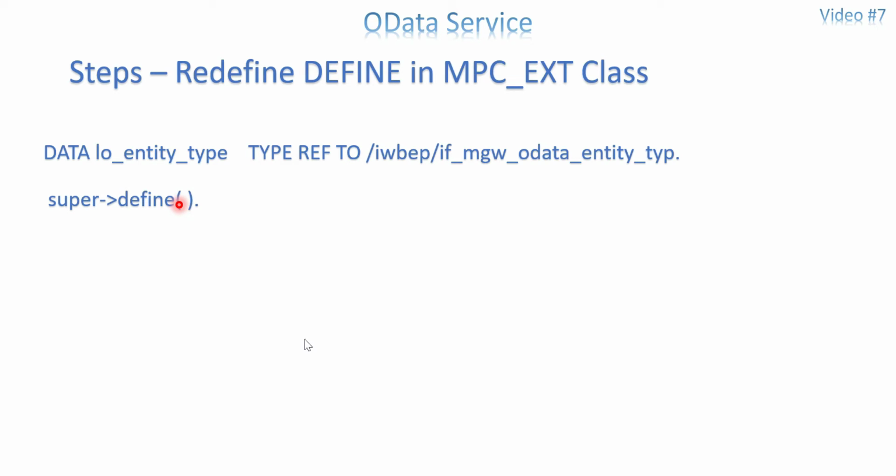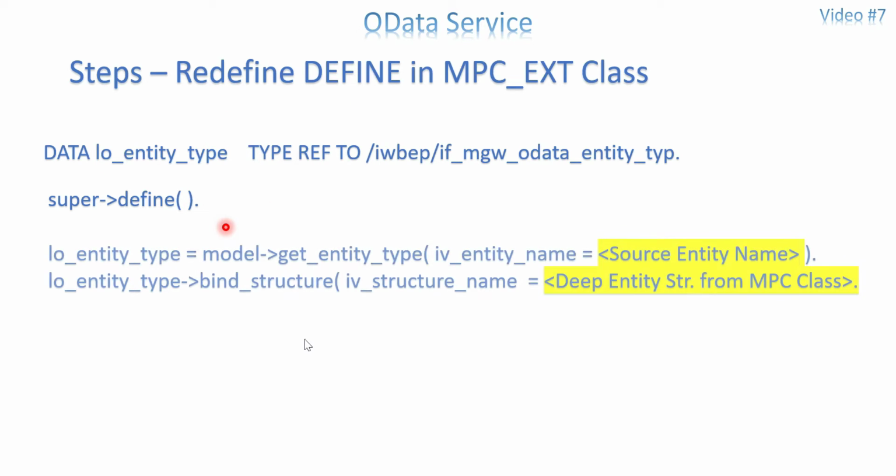I didn't use any new line of syntax. Here we have to use super or define, so I need that to be carried forward in my redefinition as well. So I used a super keyword to define the same method. And here you have to mention two things. One is model get entity type. What is your entity type name? Entity name, not entity set, entity name.